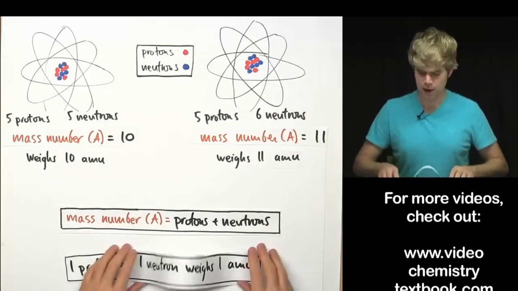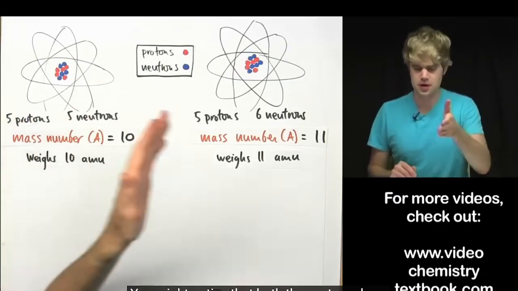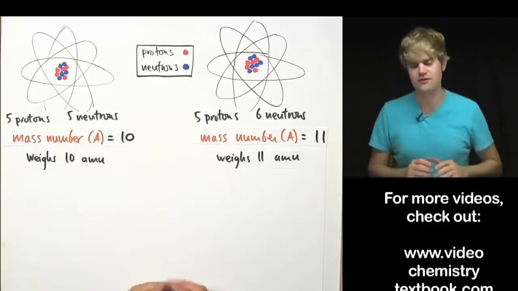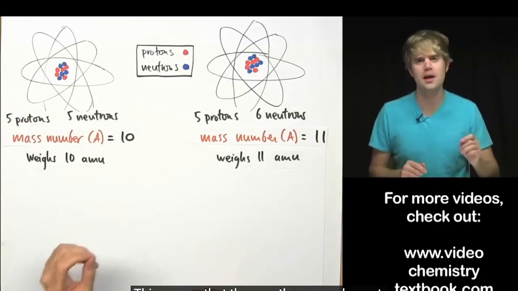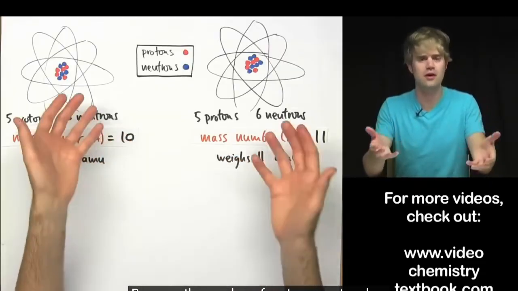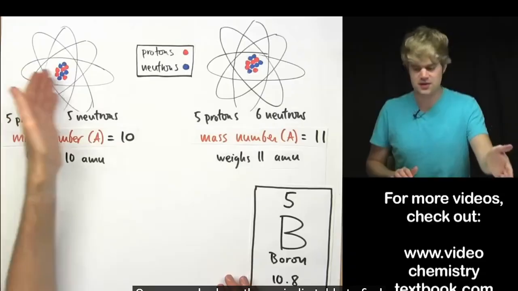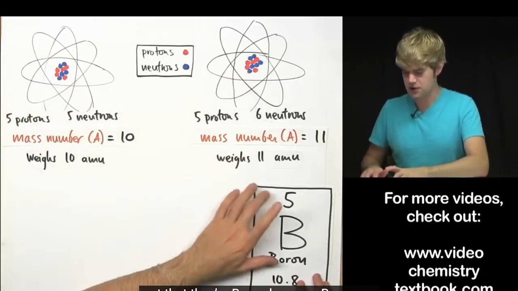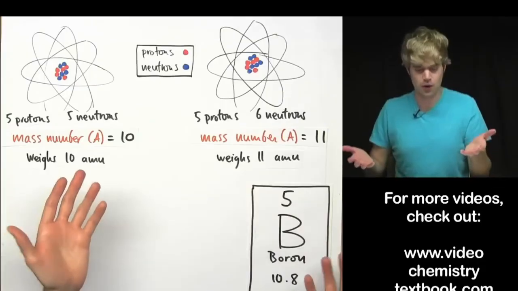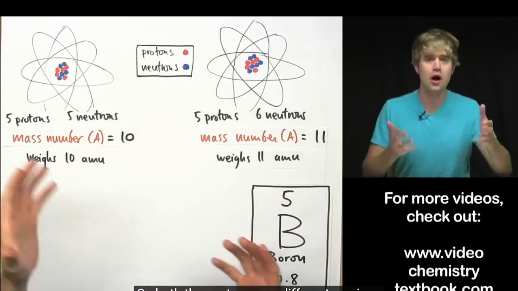Now, let's talk about atomic mass. You might notice that both of these atoms have the same number of protons in their nucleus. 5 protons here and 5 protons here. This means that they are the same element, right? Because the number of protons an atom has determines what kind of element it is. So, we can look on the periodic table to find out what element these atoms are. And it turns out that they're boron, because boron up here has an atomic number of 5. 5 protons and you're boron. So, both of these atoms are different versions of boron.